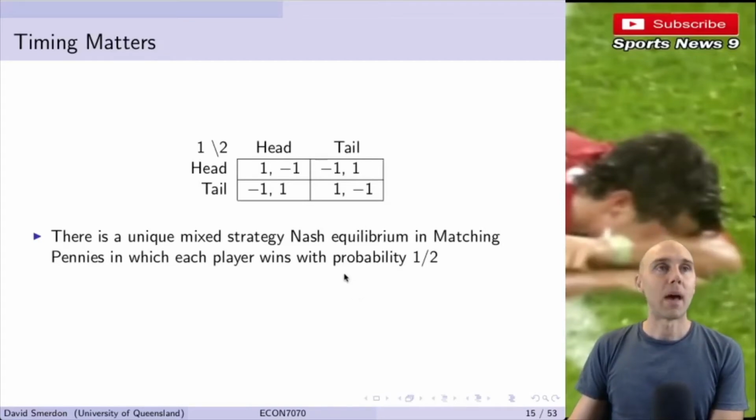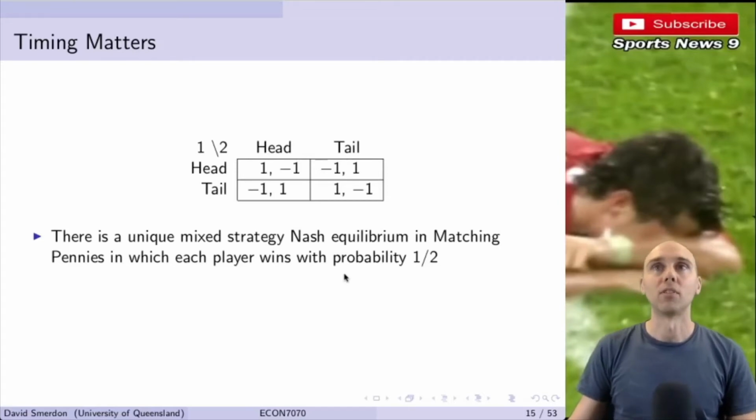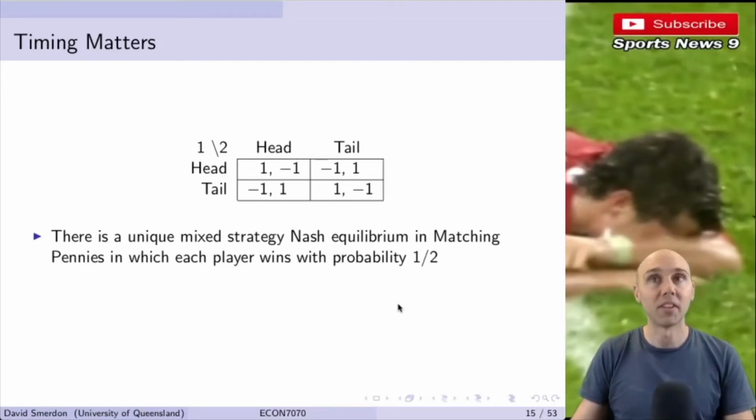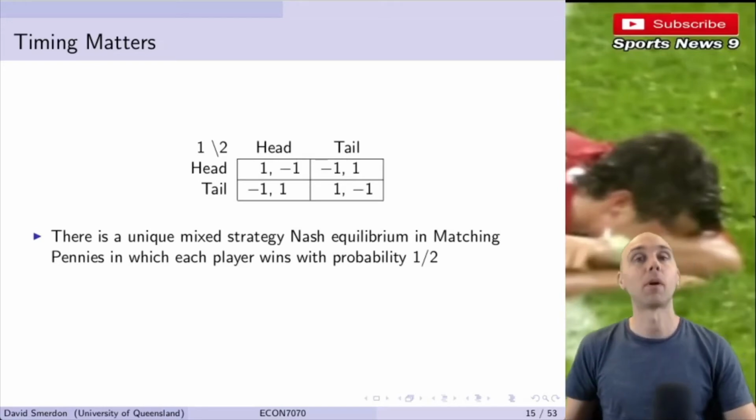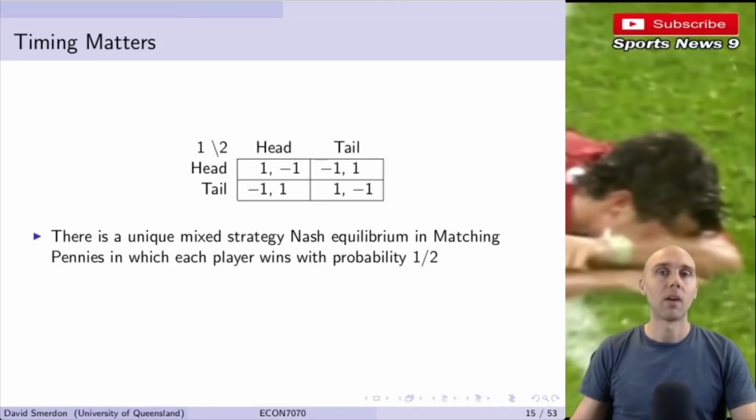Timing seems to matter in the games that we follow. So we've got our mixed strategy game, which we've seen before, and we know that there's a unique mixed strategy equilibrium. In this game, it's with both players mixing with probability of a half. In football, it might be mixing with slightly different probabilities, but we know from our theorem that there must be at least one Nash equilibrium, and if there cannot be a pure strategy one, it must be a mixed strategy one.